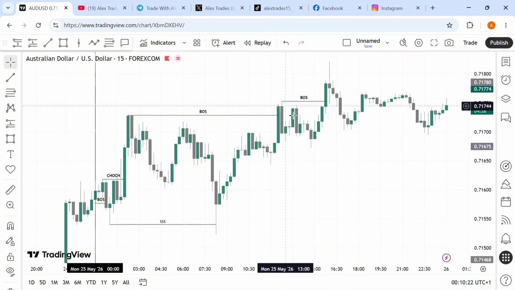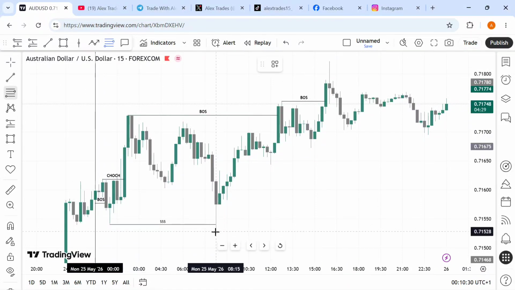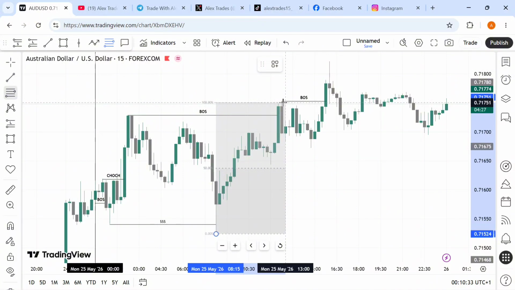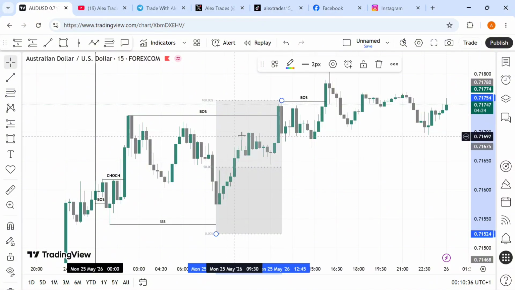So price retraced to around that same 75% level, and then I don't know if I'll even add the 75 and 25% level back on my Fibonacci. Yes, this should be the 75% level here.